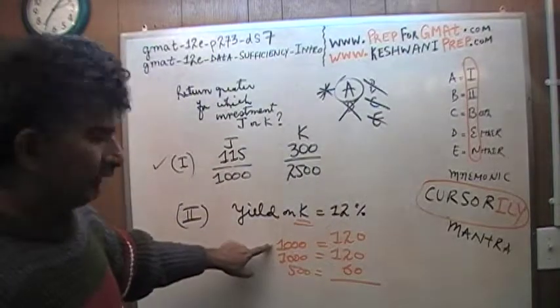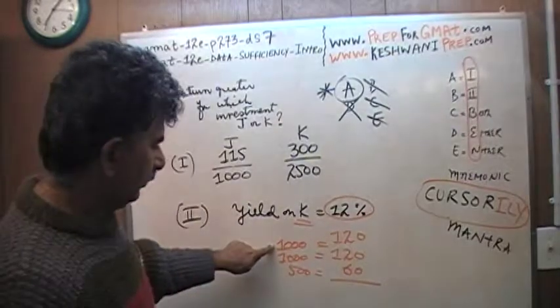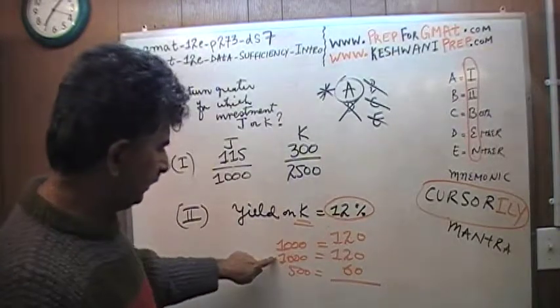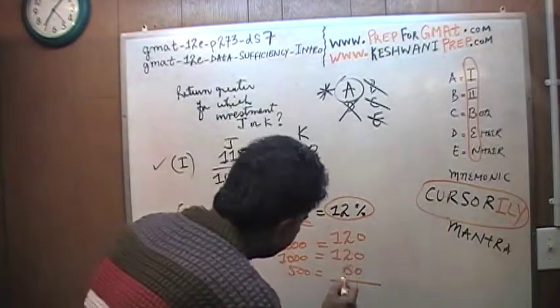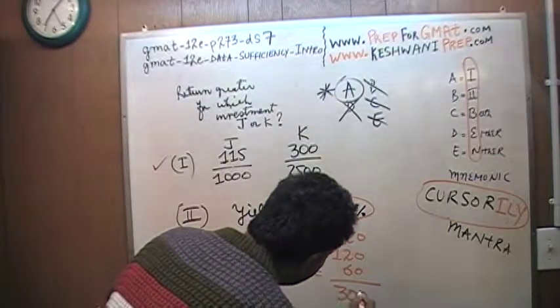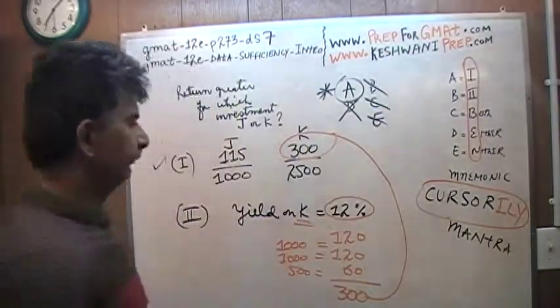You see, the return is 12%, which is what they're telling me. So 12% on 1,000 is 120. Return on another 1,000 is 120. Return on another $500 is 60. If you add them up, you get exactly $300, which is precisely what they told you here.